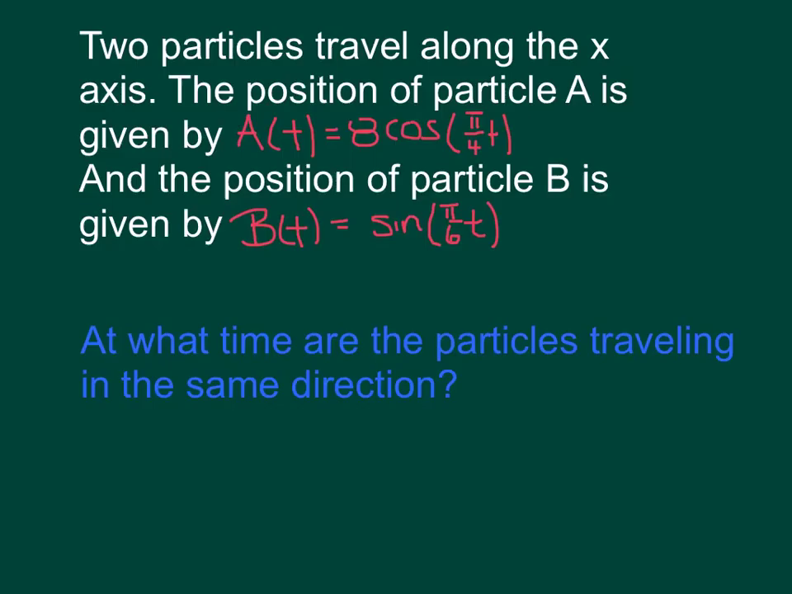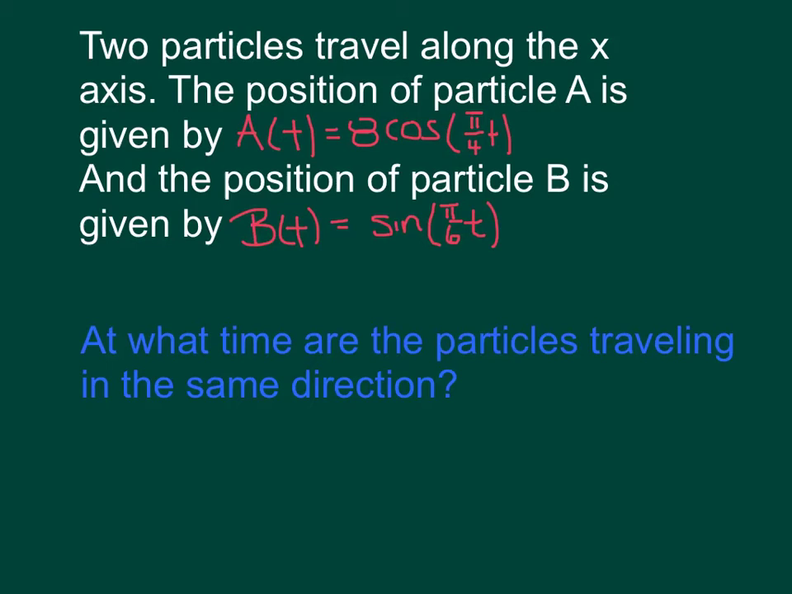Here's a really common AP question. Two particles travel along the x-axis. The position of particle A is given by a of t equals 8 cosine pi over 4t, and the position of particle B is given by b of t equals the sine of pi over 6t. At what time are the particles traveling in the same direction?